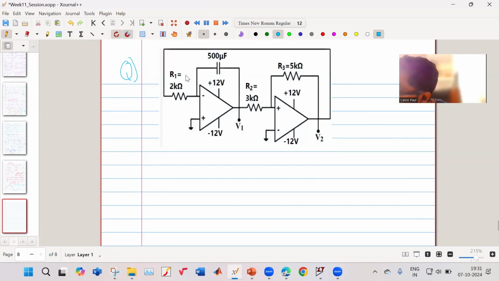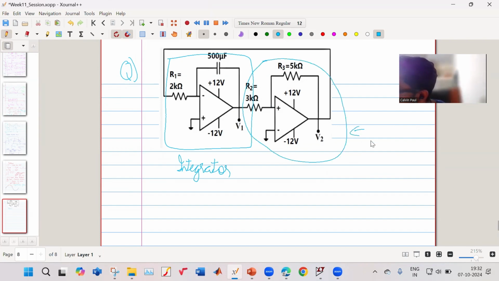So now this part is my integrator. This part is my Schmitt trigger, the non-inverting Schmitt trigger. Okay.